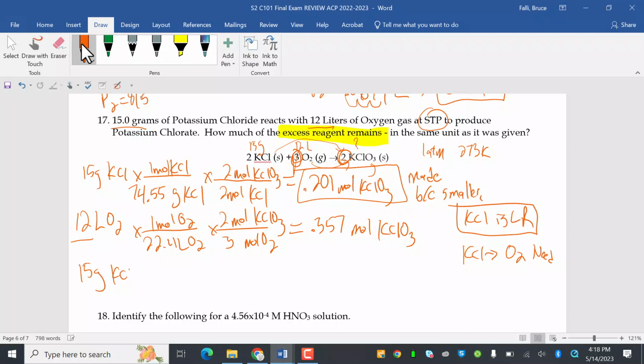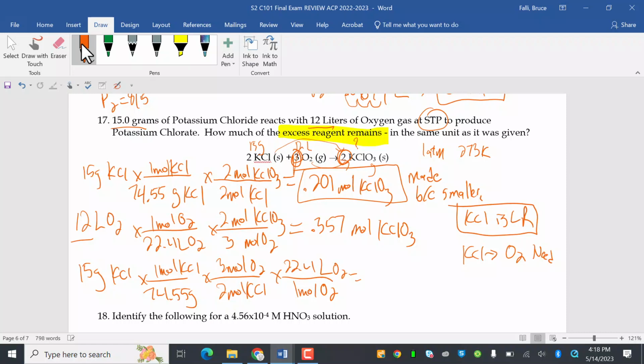15 grams of KCl times, dividing bar, 1 mole of KCl is 74.55 grams, times, again, I'm converting to something else, so 2 moles of KCl and 3 moles of O2, times, my O2 is given to me in liters, so 1 mole of O2. Remember, at STP and STP only, 22.4 liters of O2.